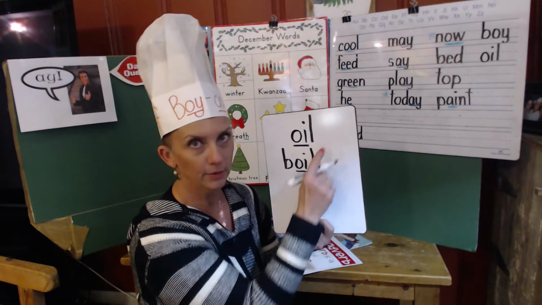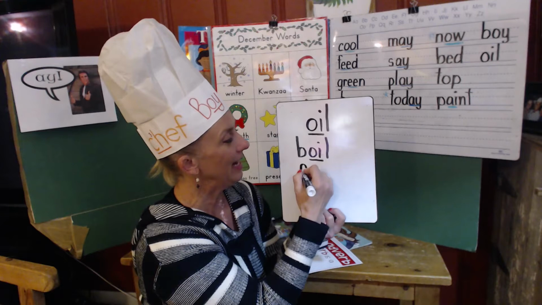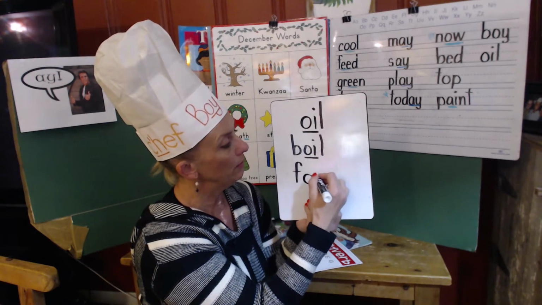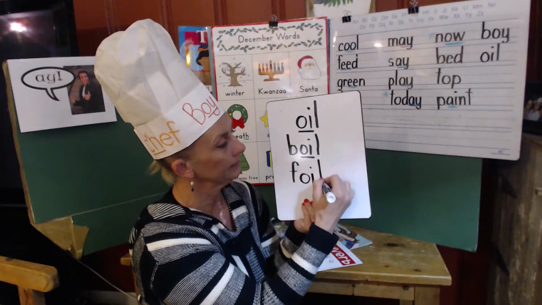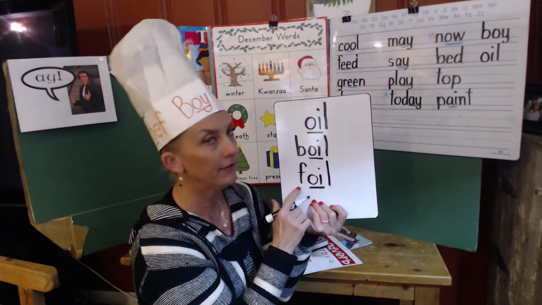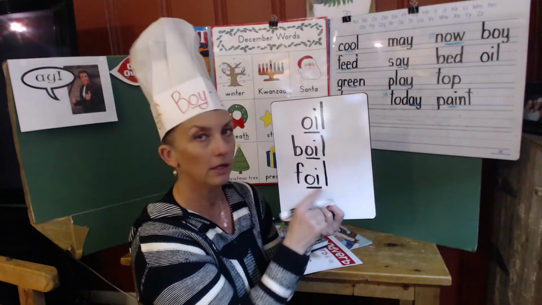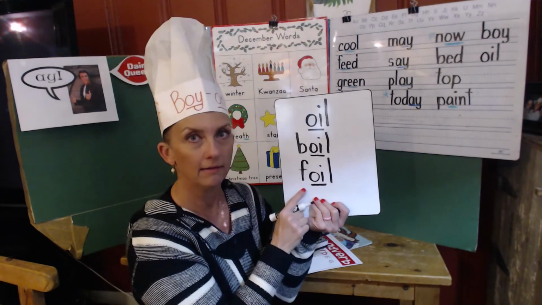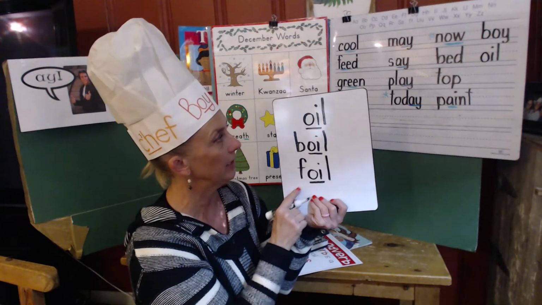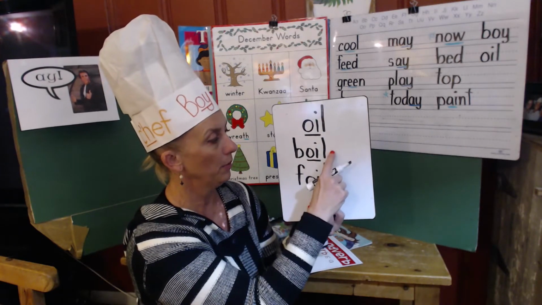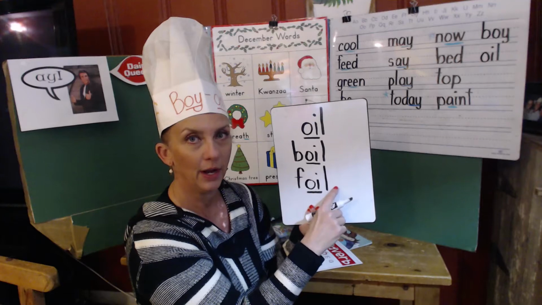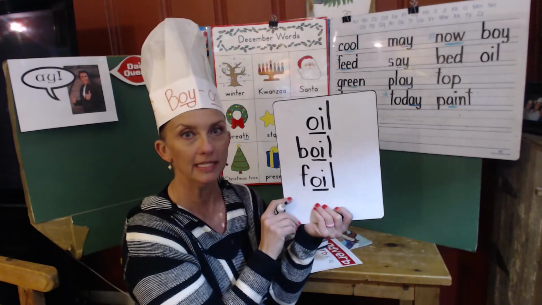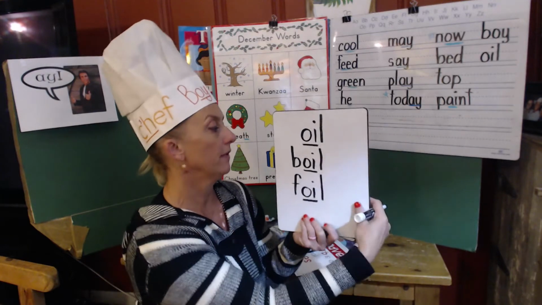Maybe boil in oil. All right, now I'm going to add another sound at the beginning, and I'm going to keep oi, and then I have oi, foil. That's something that a chef might use as well. I have some foil in my kitchen. Oil, boil, foil. Those all rhyme. Those are just some of the words where we see oi, one of our oi boys.